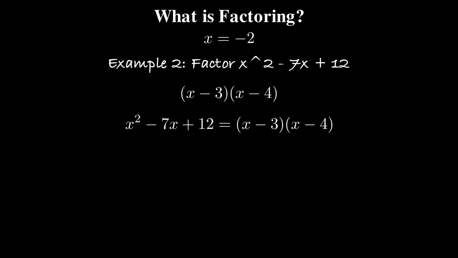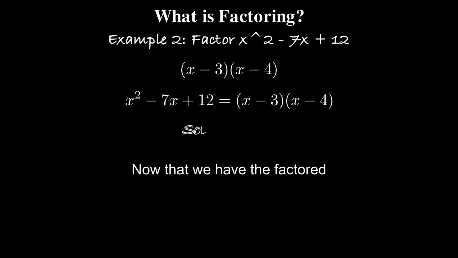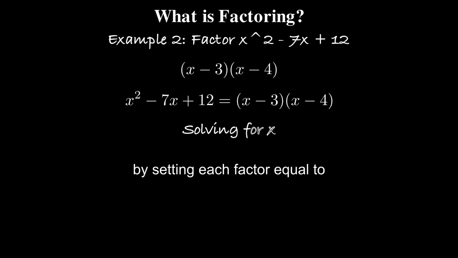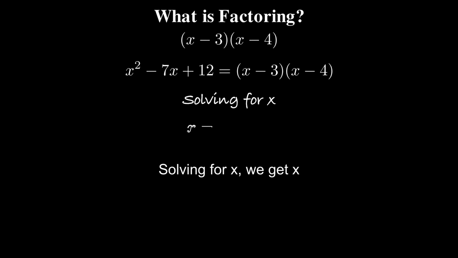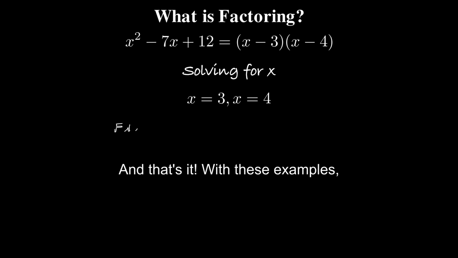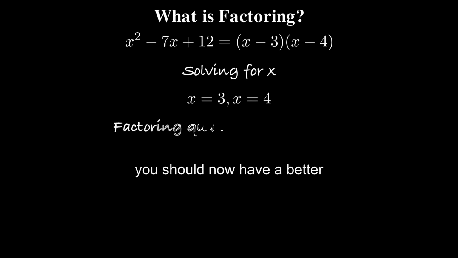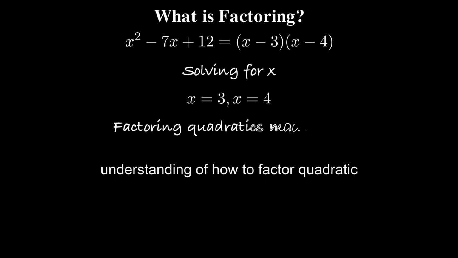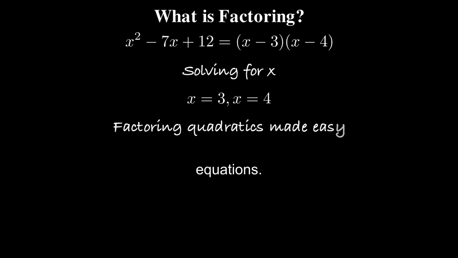Now that we have the factored form, we can solve for x by setting each factor equal to 0. Solving for x, we get x equals 3 and x equals 4. And that's it. With these examples, you should now have a better understanding of how to factor quadratic equations.